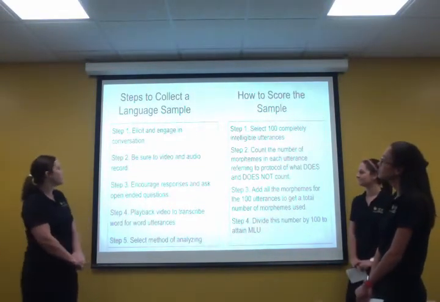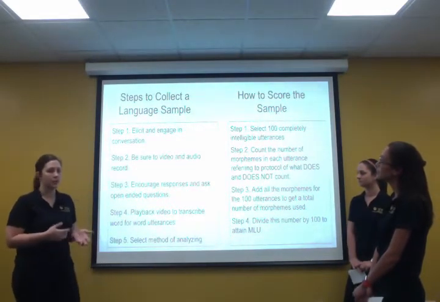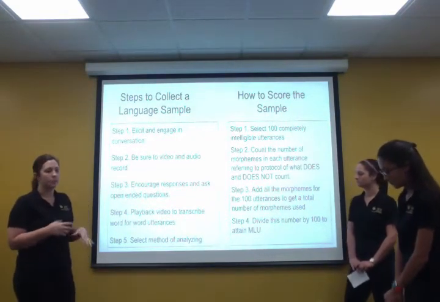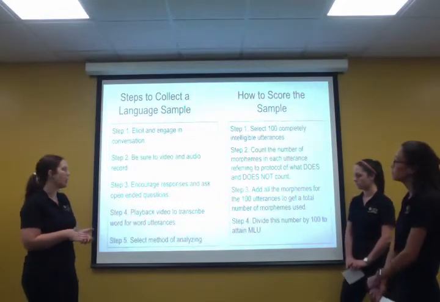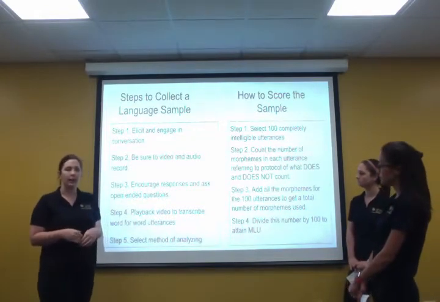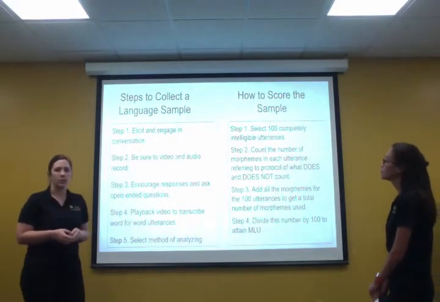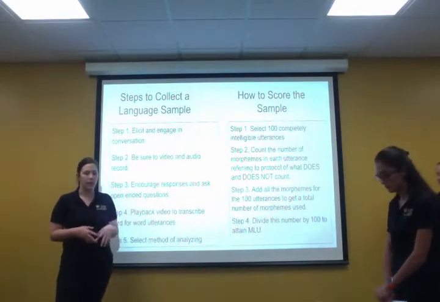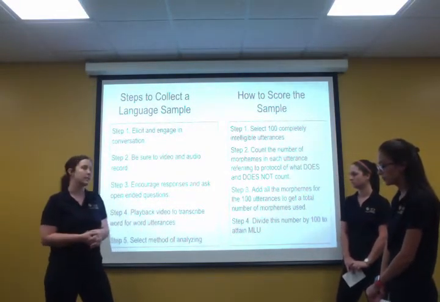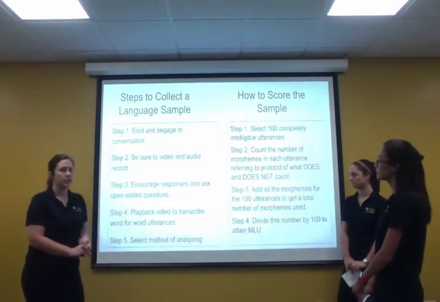So the steps to collect a language sample. Step one is to elicit that sample. There's different ways to do that. There's narrative samples, discourse sample, in conversation or a story retell. Step two, be sure to video and audio record, because it'll be important for playing back and then analyzing that information further. Step three, encourage responses and ask open-ended questions. If a story retell, they're giving maybe one word, just encourage a longer utterance. And then step four, playback video to transcribe word-for-word utterances.